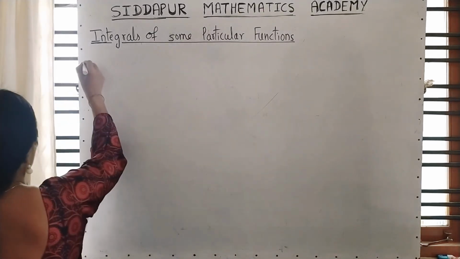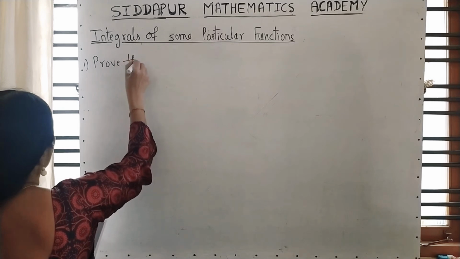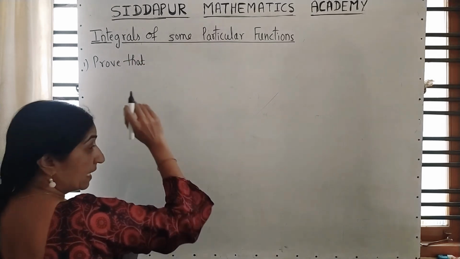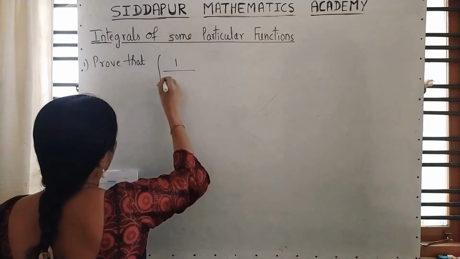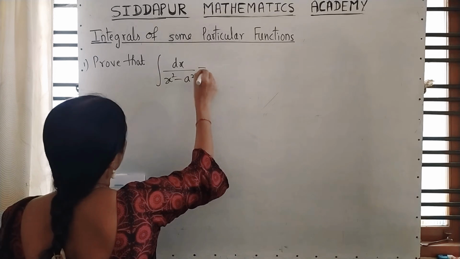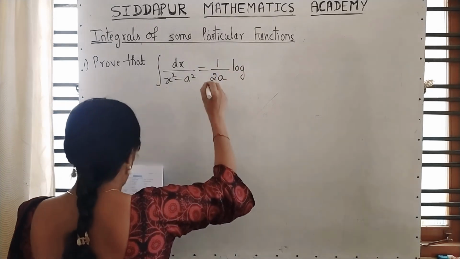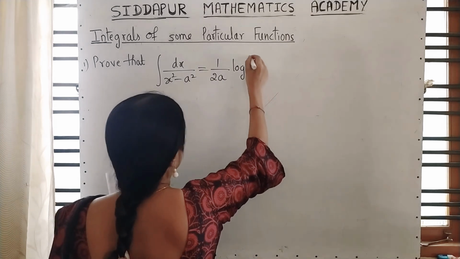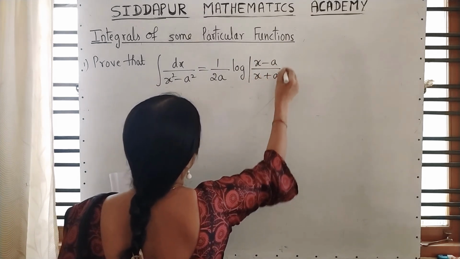See the first one. Here I am giving you the proof, in the examination it is not like that. It is: integrate with respect to x, or find the value, like that. Integral of 1 upon x square minus a square, or dx upon x square minus a square, is equal to 1 by 2a log of x minus a upon x plus a.